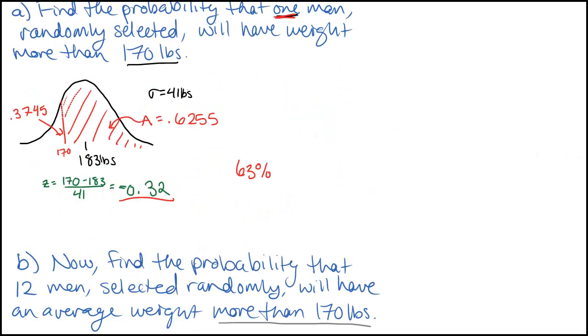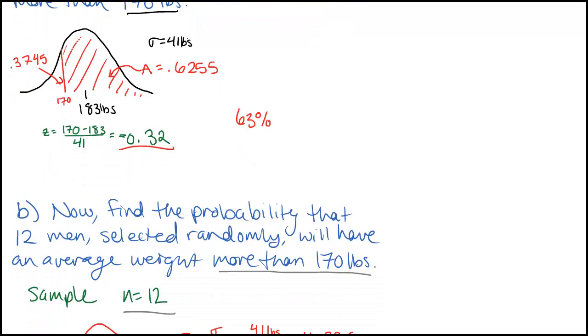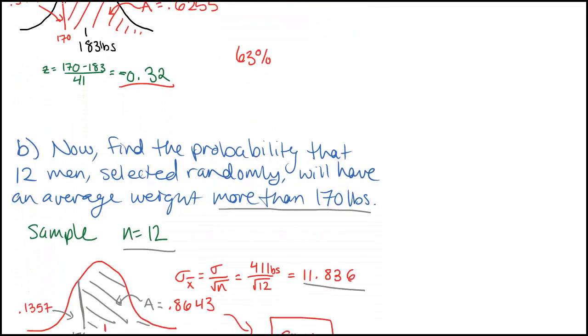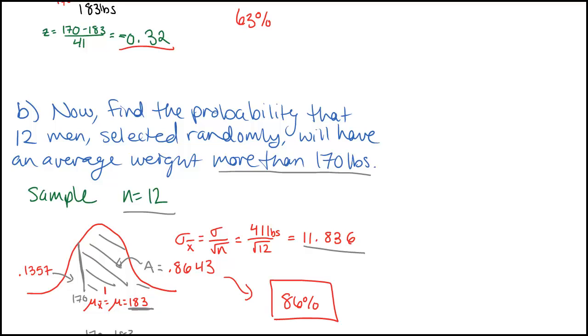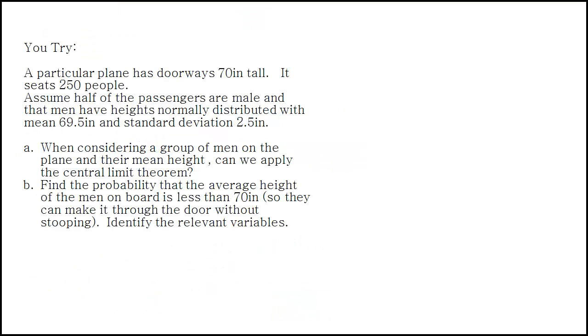So when you do these calculations, make sure you're paying attention to whether you're just talking about selecting one single person or one single data value versus selecting a whole sample of them. Right? If we're selecting a sample, then we're using our central limit theorem to get sort of an alternate distribution. So here's a problem for you to try.